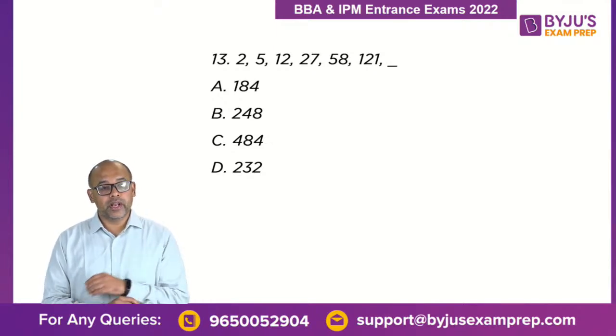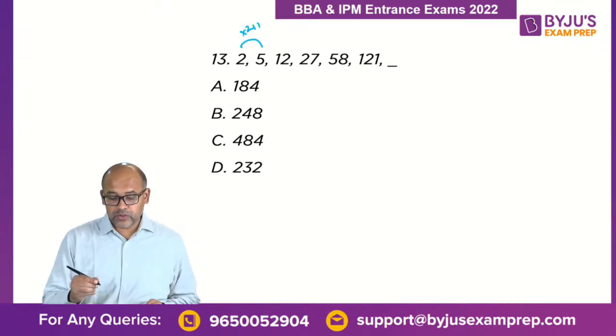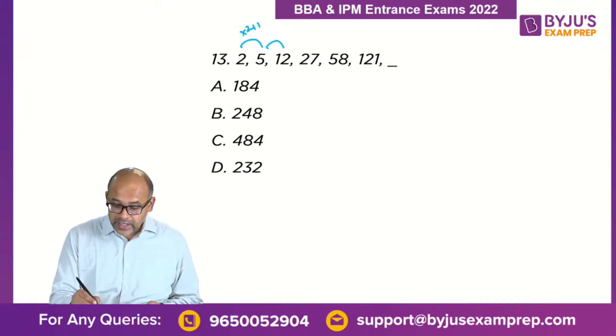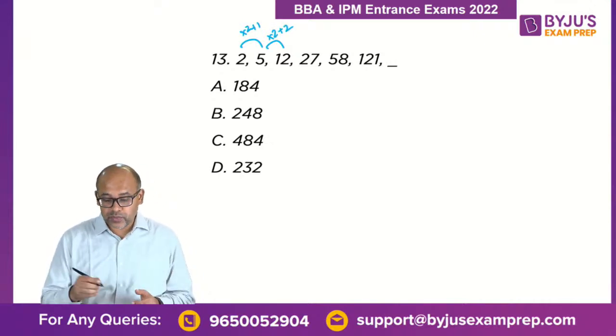Very good, Gaurav and Anusha. So this is again quite easy. So this is into 2 plus 1. 2 into 2 plus 1 is 5. Again into 2, but this time plus 2. 5 into 2, 10. 10 plus 2 is 12.